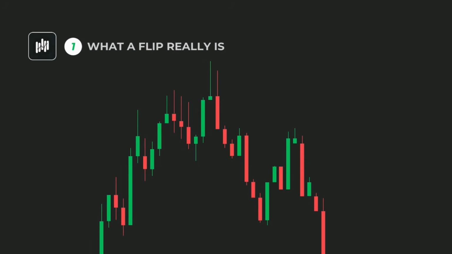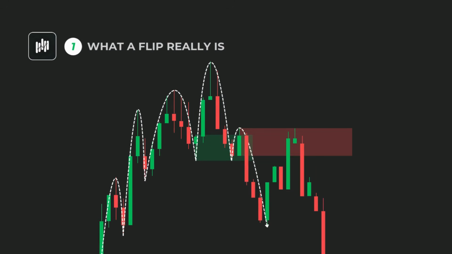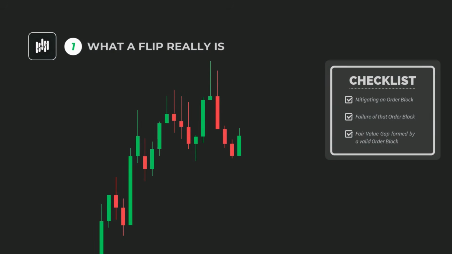Let's begin. Section 1. What a flip really is. A flip occurs when the market invalidates the previous structure's intention and immediately shifts the order flow in the opposite direction. A true flip has three essential components.